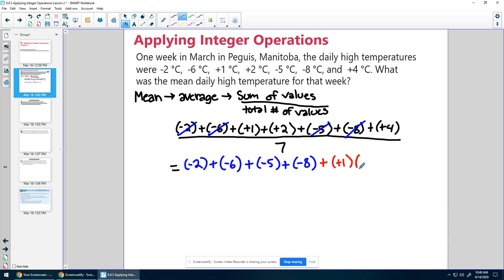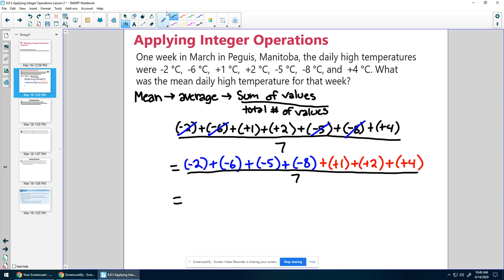And now I'm going to put all of our positives together. So we got +1, +2, +4, and we're dividing it all by 7.